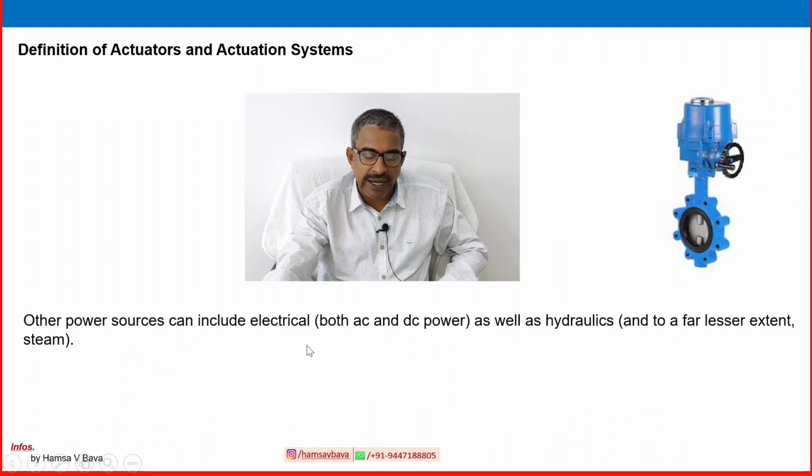Other power sources can include electrical, both AC and DC, as well as hydraulics, and to a far lesser extent steam. So we can use hydraulic systems and electrical systems. In a wellhead, in most cases the actuation system will be hydraulic, not air. Electrical, many MOVs, motor operated valves, are there in the field. If you are looking at a P&ID, sometimes it is written MOV, motor operated valve. So that system also we can use. But mainly the majority of use is compressed instrument air as the power source.